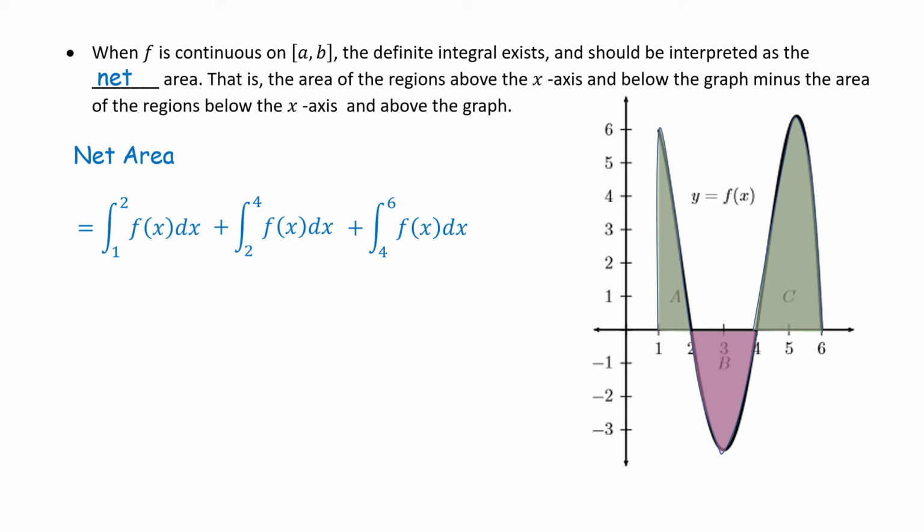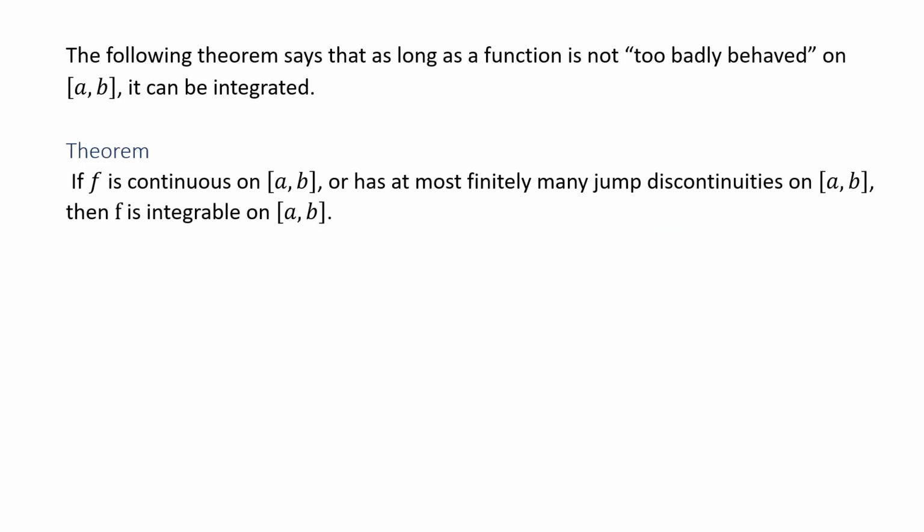Replacing that integral notation with the letter that represents the area, we would write this as A minus B plus C. Notice we subtract the area B that is below the x-axis. The following theorem says that as long as the function is not too badly behaved on the closed interval from a to b, it can be integrated.